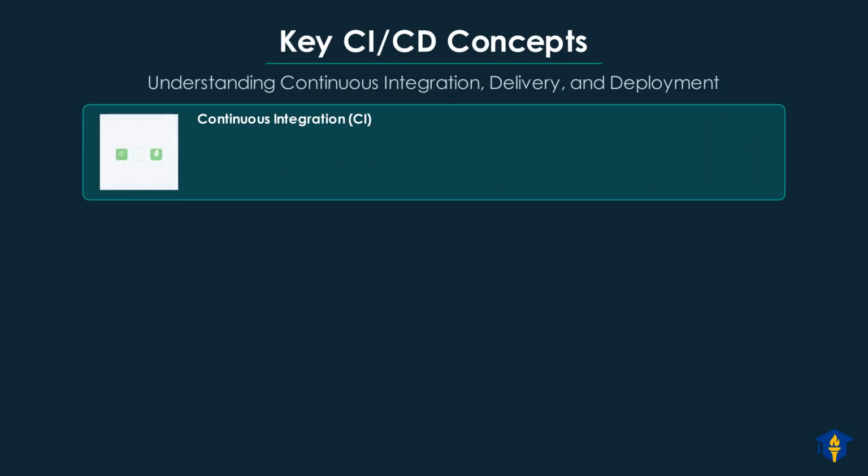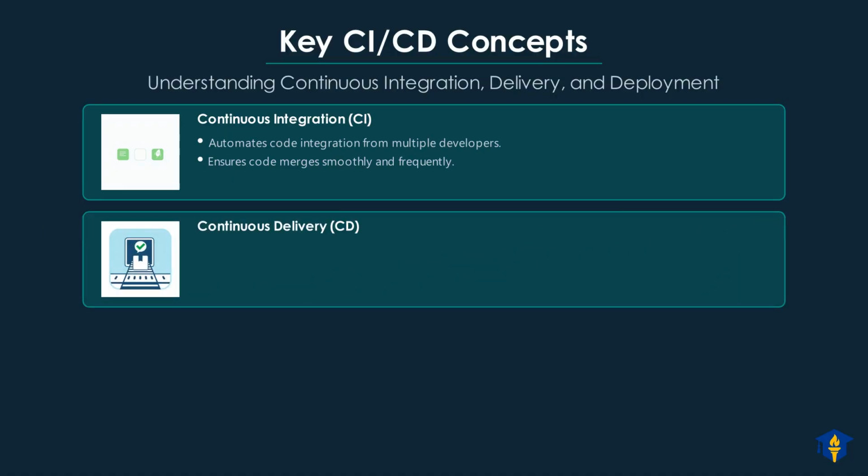Let's start by understanding continuous integration, often abbreviated as CI, which is crucial for modern development. CI automates the process of integrating code changes from multiple developers into a shared repository frequently. This practice ensures that code merges smoothly, preventing integration issues and maintaining a consistent code base.